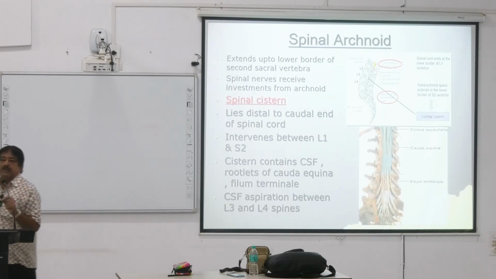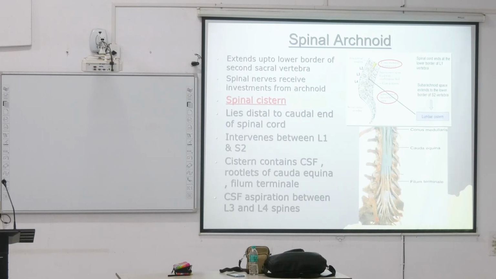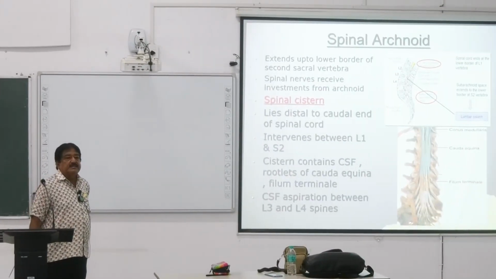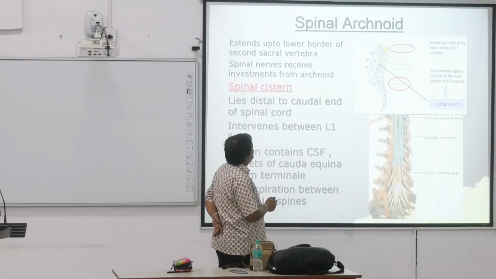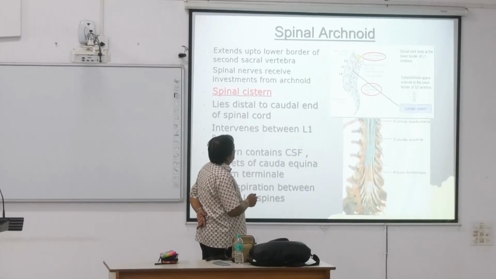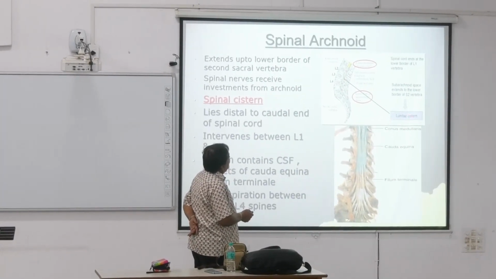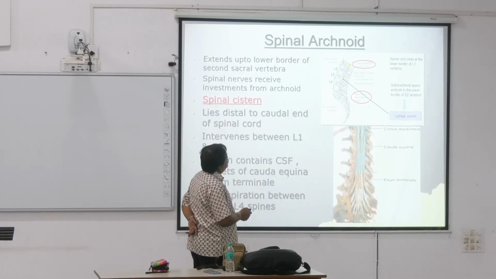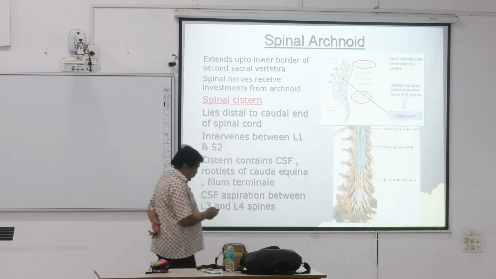Now, aspiration of CSF fluid from the spinal arachnoid is at the level of L3 and L4 spine, when you are doing spinal anesthesia and also for spinal aspiration of CSF fluid. L2, L3, L4 is the lumbar region. The subarachnoid space extends to the lower border of S2. This part is the lower limit of the subarachnoid space. This is this level, sacral 2.